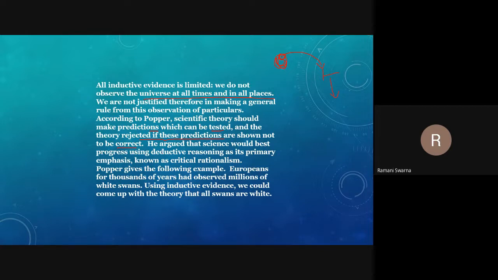Therefore, he says that we have to use what you call deductive reasoning. What is deductive reasoning? We perform a survey. In the survey, there are certain questions. In these questions, there are certain sentences. Once you get the responses from the respondents, you convert them into statements. Once you have converted them into statements, you know that these statements are either true or false.